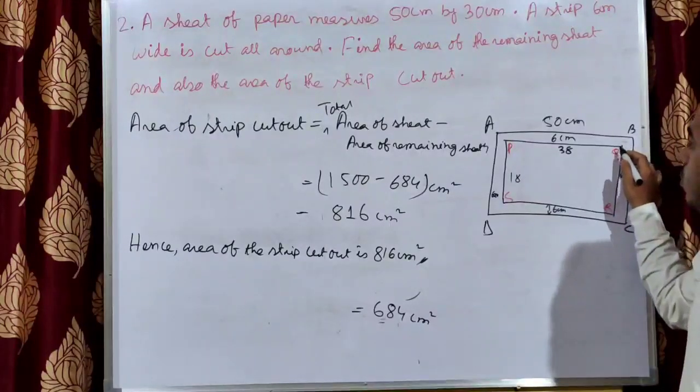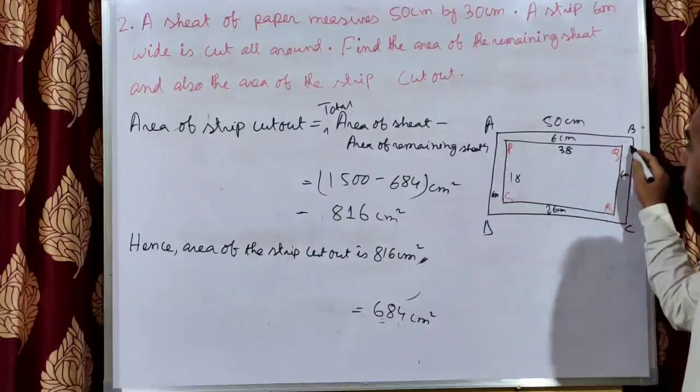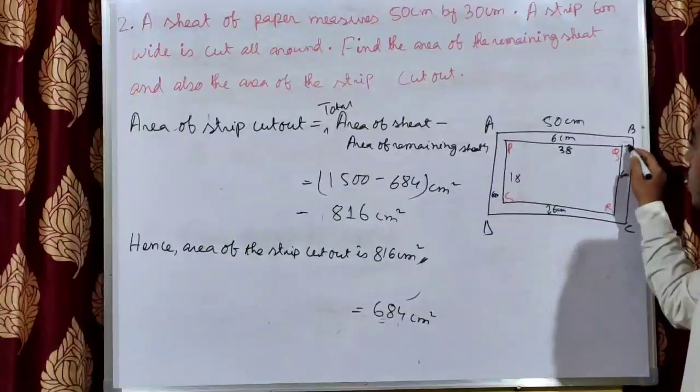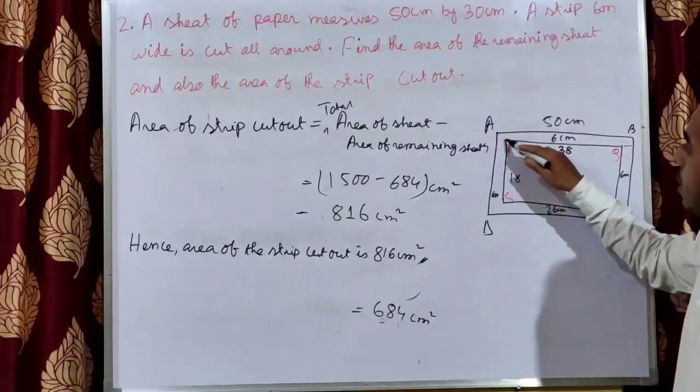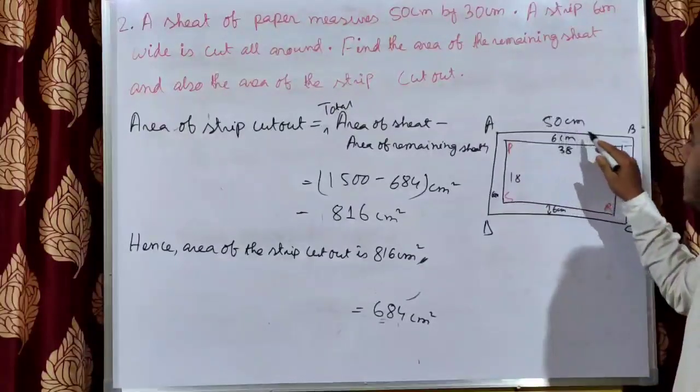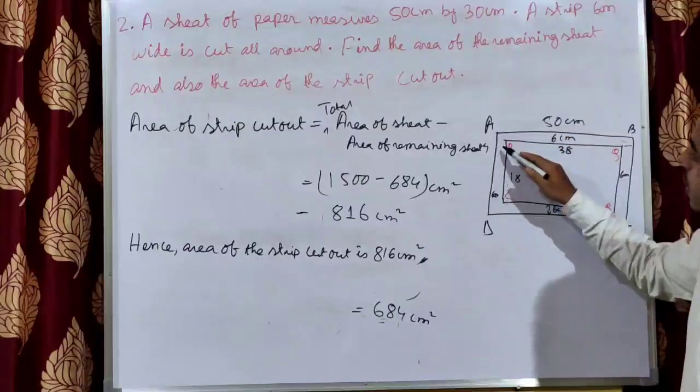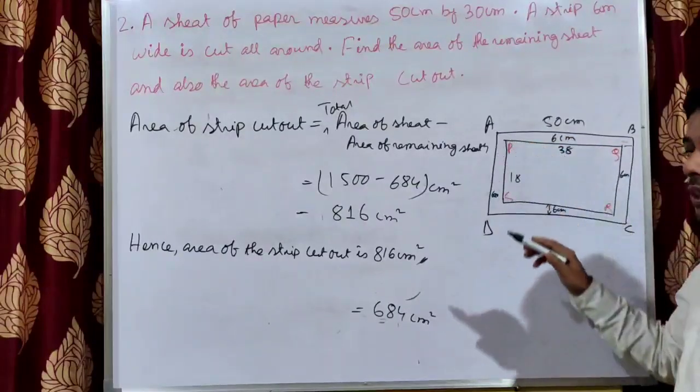50 minus 6 will be how much? 48. If we subtract 6 from this side, it will be how much? 48. Then again if we subtract 6 from this side, 50 minus 6 will be 44. Then if we subtract 6 from 44, it will be 38.